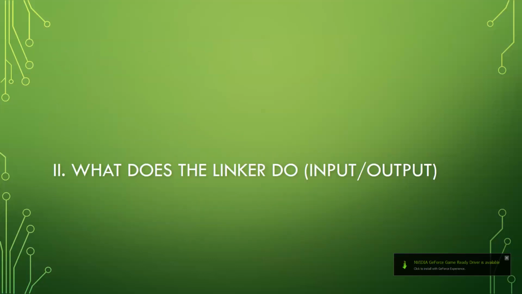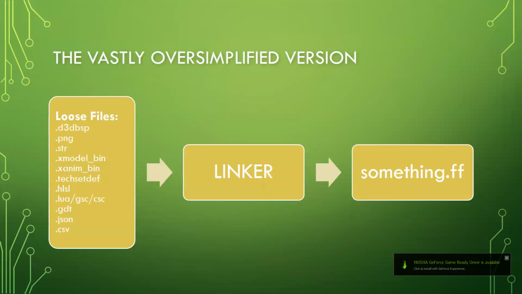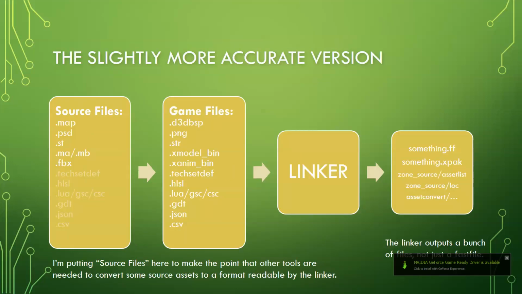So part 2, let's talk about what the linker does, what it takes as input, what it spits out as output. This is the vastly oversimplified version of what the linker does. It takes a bunch of different types of loose files that you might have seen, runs it through the linker, and produces something: .ff, xmodelbin, xanabin, d3dbsb. I'm just trying to throw enough extensions up there that you recognize some of them. It's not important to remember all of those, but it takes those loose files and converts them into something. A little bit more complicated.